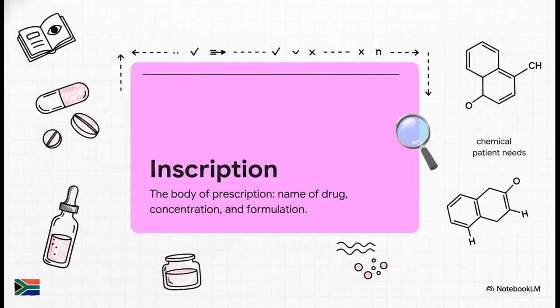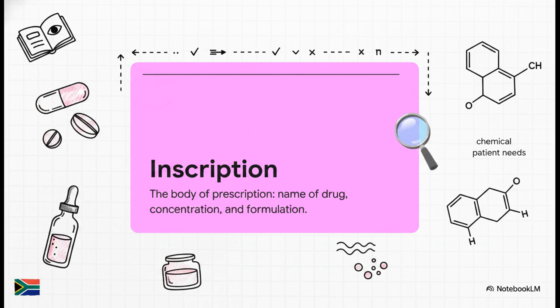So if the header is the chassis of the prescription, this next section is the core operational engine. This is where your specific clinical decisions are recorded and translated into real-world action. First up in the big 3 is the inscription. The level of specificity required here is absolutely key.